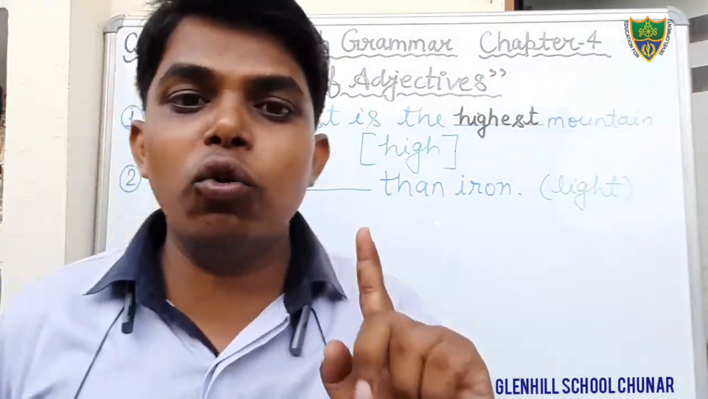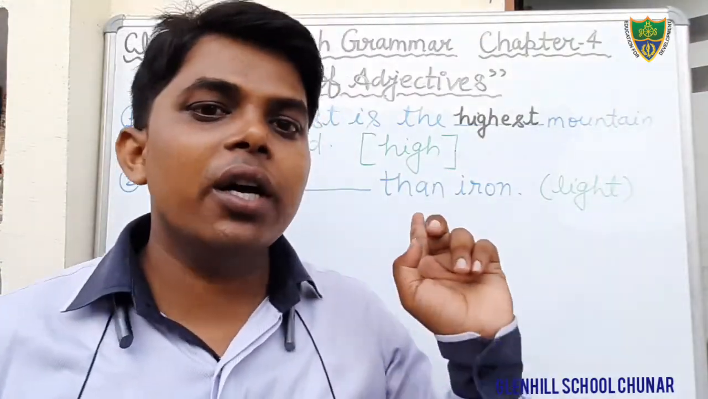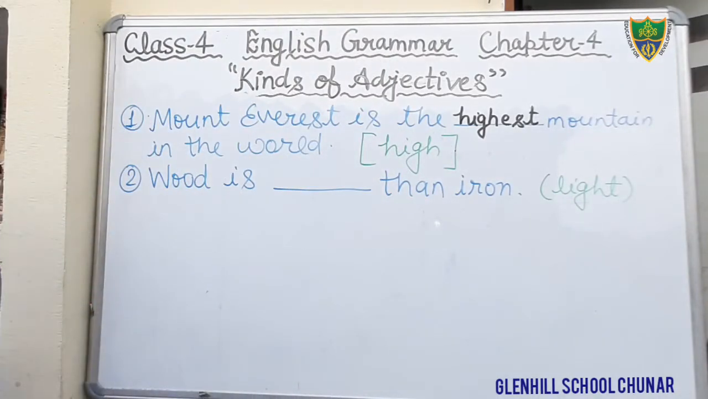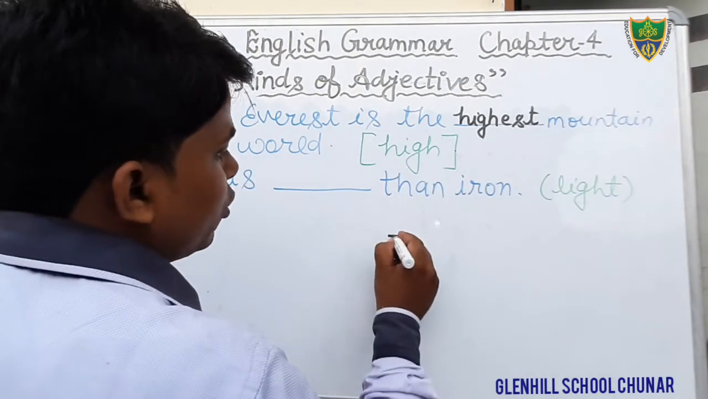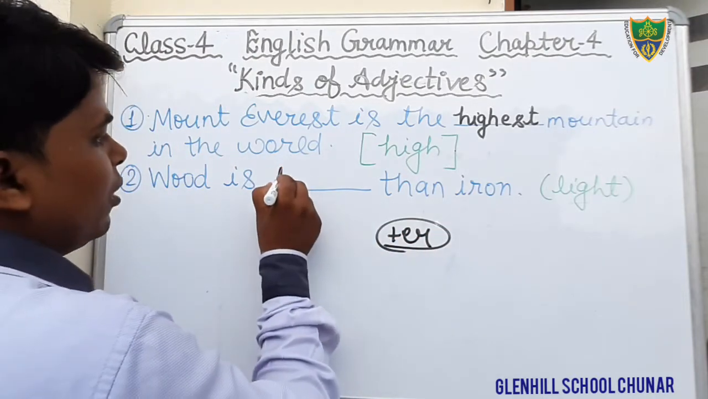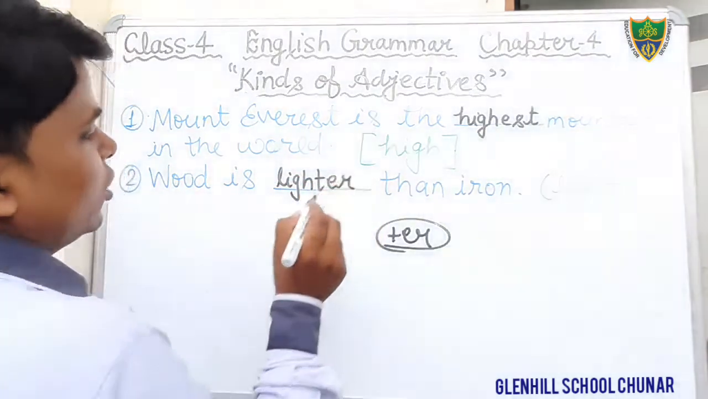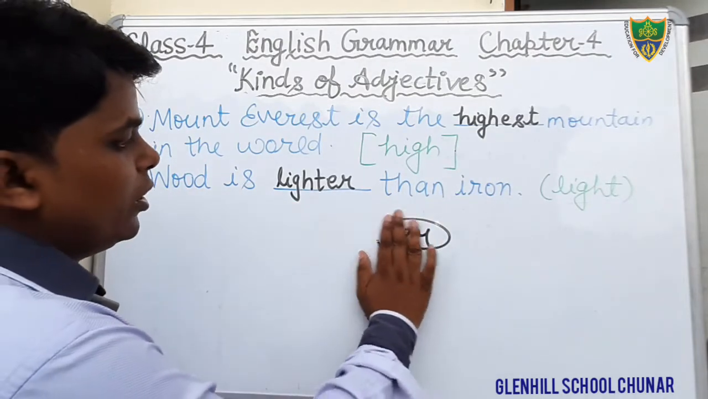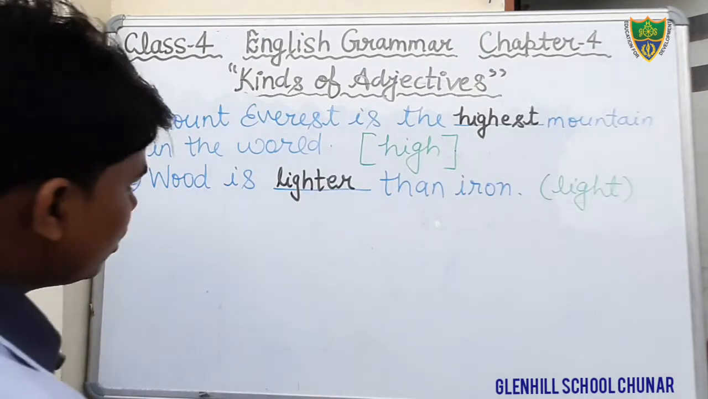I have told you that when do we use the word than? In the comparative form of degree. Okay, in the comparative degree. So just see, in this blank we will fill the word lighter. I have told you we add er to the positive degree generally, so it will be lighter. Light is there, here we will add er, so the sentence will be wood is lighter than iron. Okay, so in the second blank you will fill the word lighter. Okay, come to the next question.